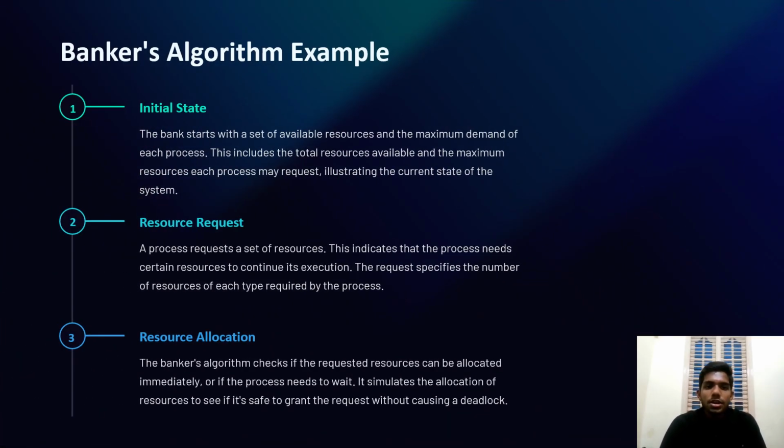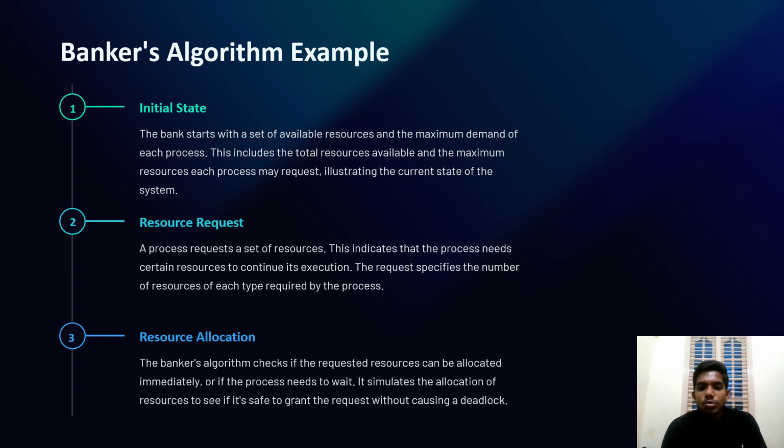Banker's algorithm example. Initial state. The bank starts with a set of available resources and the maximum demand of each process. This includes the total resources available and the maximum resources each process may request, illustrating the current state of the system. Resource request. A process requests a set of resources.